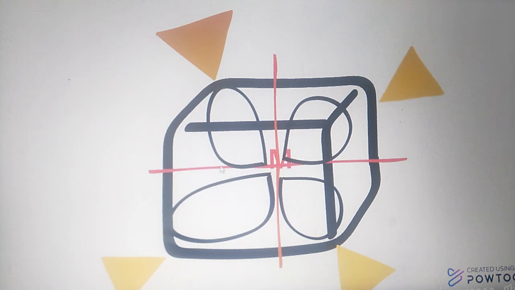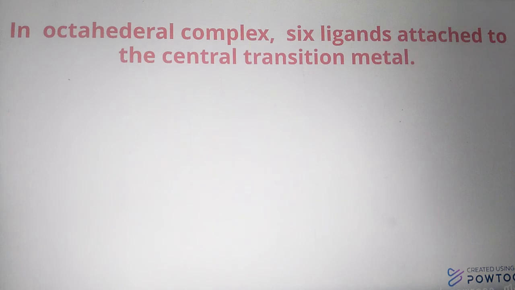So the two orbitals of e, whose lobes on the x-axis are present on this pink line and this orange line, have no ligand here. When there is no ligand, there will be no inter-electronic repulsion, and the energy of this orbital will be lower than t2. This yellow triangle indicates ligands, and they approach along the corner. That's why t2 energy is higher and e is lower.